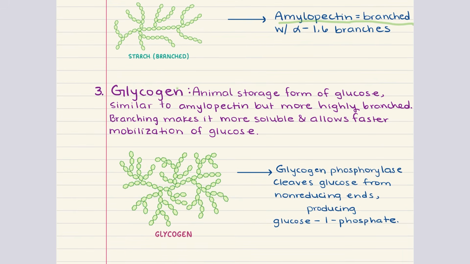Finally, we have glycogen. This is the storage form of glucose in animals. It's similar in structure to amylopectin, but with even more branching. And this high degree of branching makes glycogen more soluble in water, and it allows glucose to be mobilized more quickly when the body needs it. Enzymes like glycogen phosphorylase cleave glucose units from the non-reducing ends of glycogen, and release them as glucose 1-phosphate so that they can enter glycolysis.